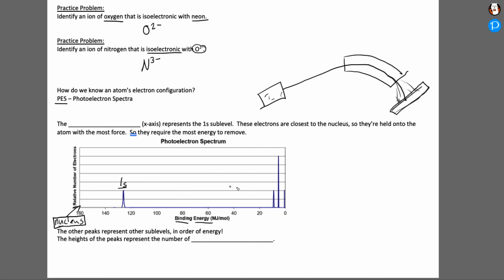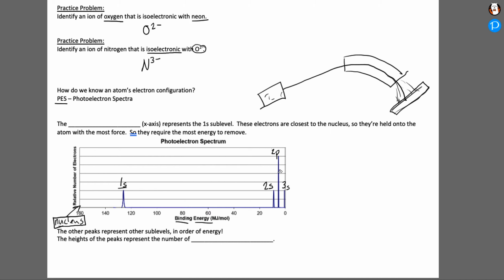And then we keep going over here. The second peak would represent the 2s, because that would be the next in energy. This next peak here would represent the 2p sublevel. And then if we keep going from here, there's one peak right here. That would have to be the 3s orbital.